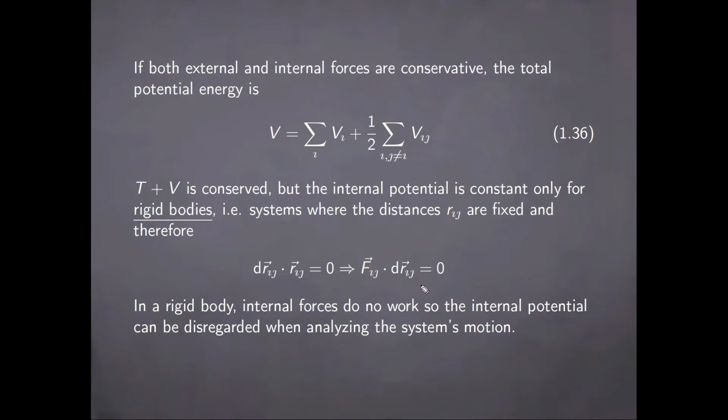So, in other words, in rigid bodies, internal forces can change the orientation of the particles, but they cannot alter the distance between them. In a rigid body, internal forces do no work, so the internal potential can be disregarded when analyzing the system's motion.